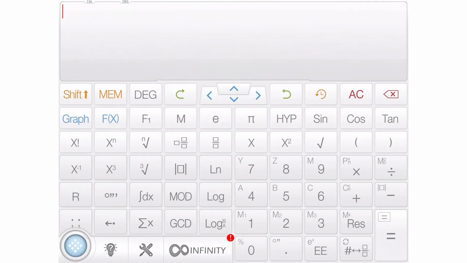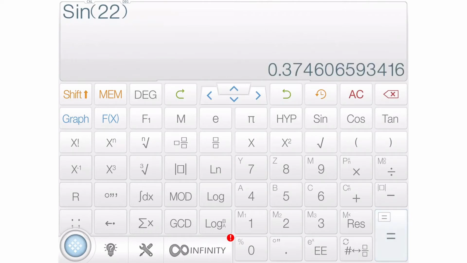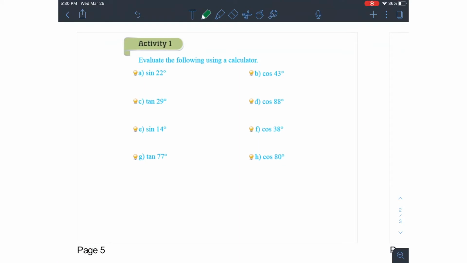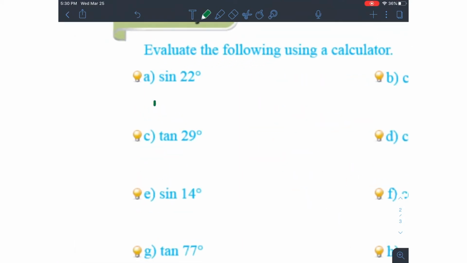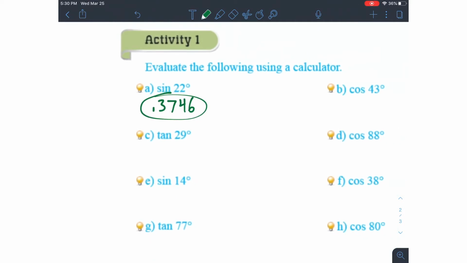Okay, so first thing, always make sure you're in the correct mode. For me, I know that I can check right here, and DEG means that I'm in degrees. So the first one was sine of 22. I just need to type that in, and it says 0.3746. We were not told what to round it to. I would say just use at least 3 decimal places for these. Please don't round it to 0.4. That's not accurate at all. I think 4 decimal places for this will be good.